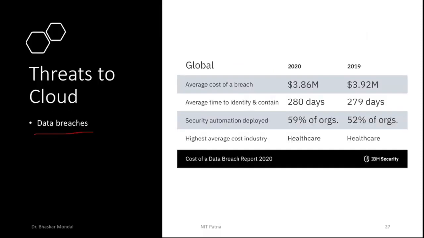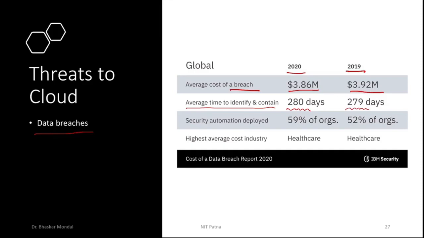Then data breaches. If you see in the last 2 years, the average cost of a breach was, sorry, $3.86 million in 2020 and $3.92 million in 2019. Then the average time to identify and contain: in 2020, 280 days was the average time to identify a data breach, and in 2019 it was 279 days. So you can understand, once the data breach happens, to identify it takes this much time. So how insecure, and you can say vulnerabilities, are there.